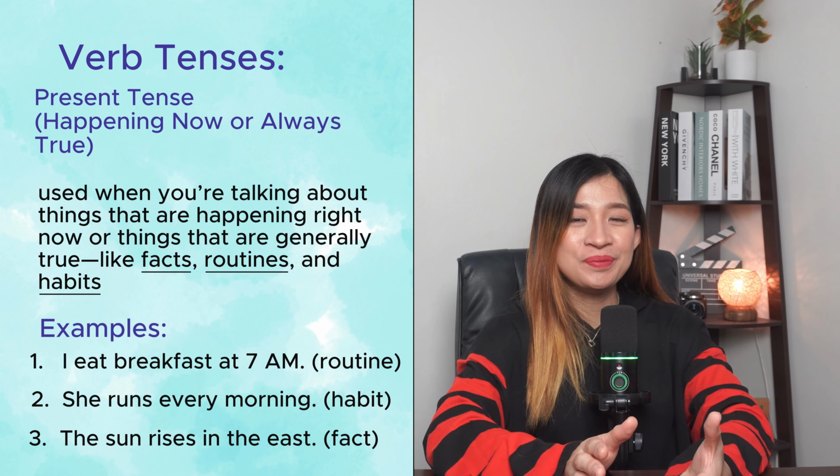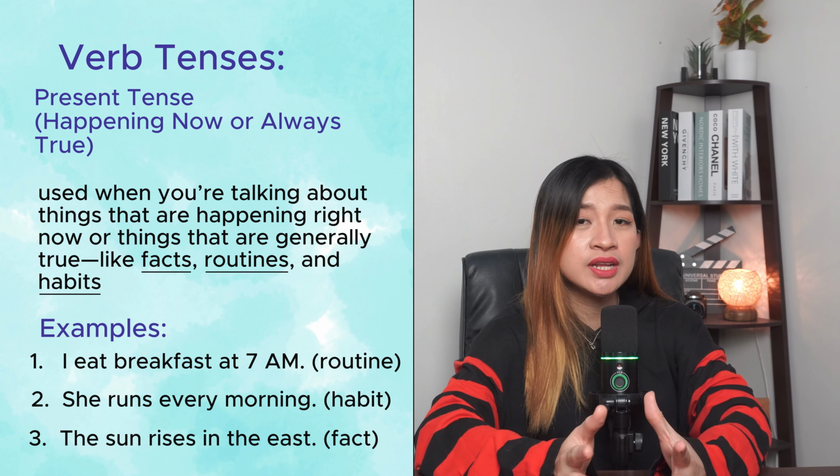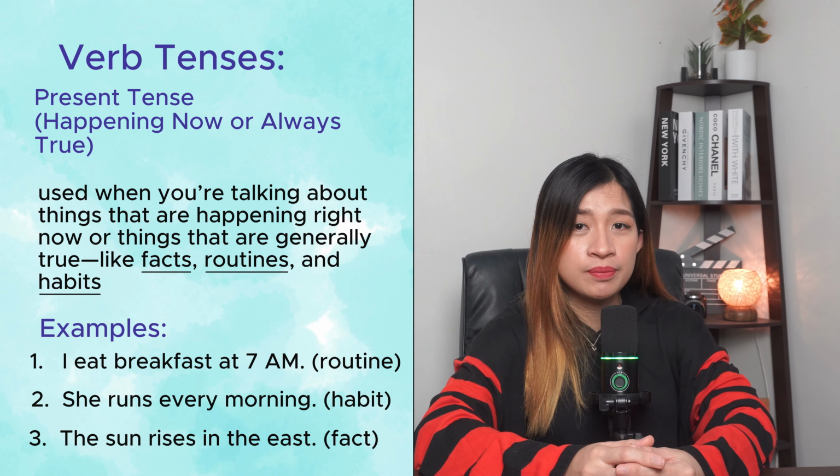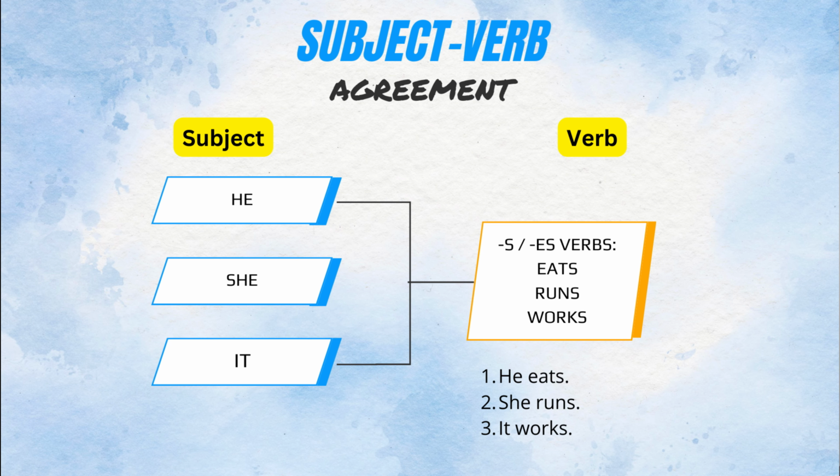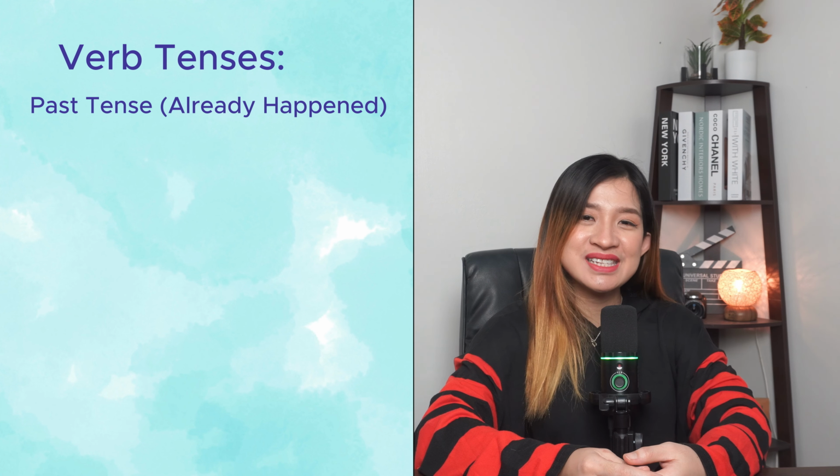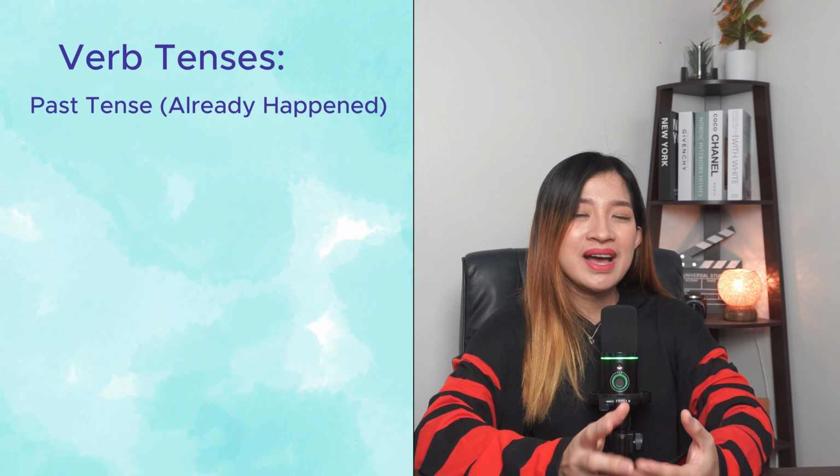This one's simple. For most verbs, you don't need to change anything. Just use the base form. But for he, she, or it, we add s or es to the verb. So, he eats. She runs. It works.